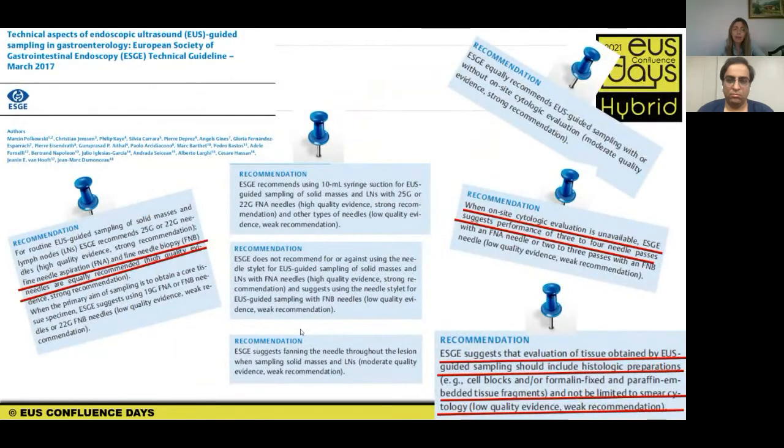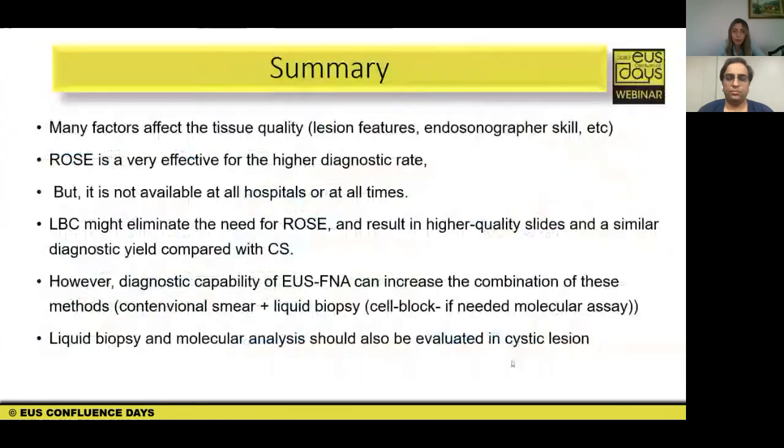What do the guidelines recommend? FNA and FNB needles are equally recommended. When on-site cytologic evaluation is unavailable, ESGE suggests performing 3 to 4 needle passes, and ESGE also suggests a combination of these histologic preparations: cell block, liquid-based cytology, and conventional smear.